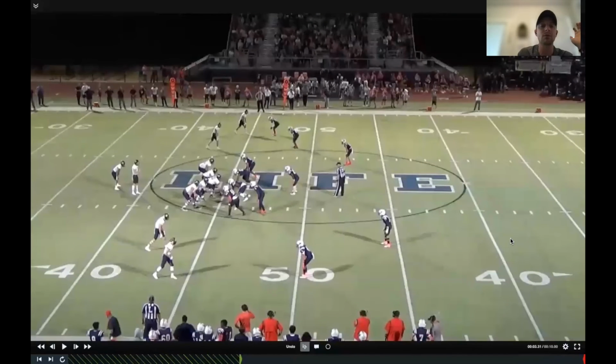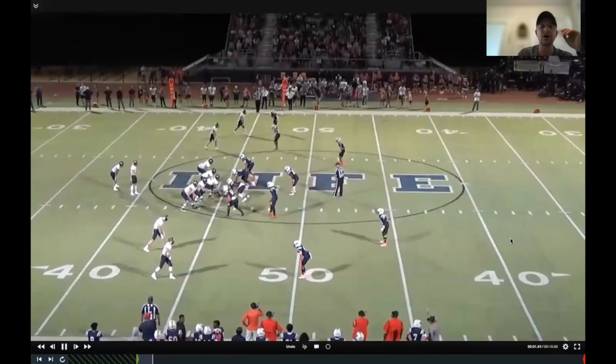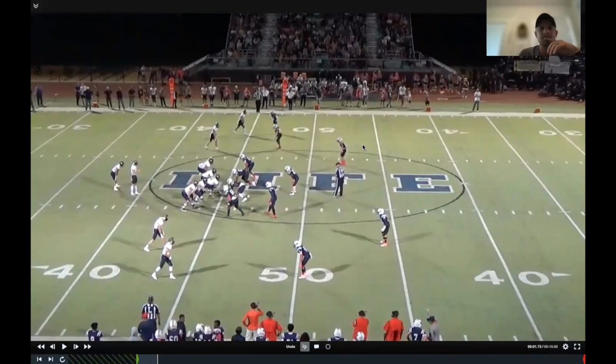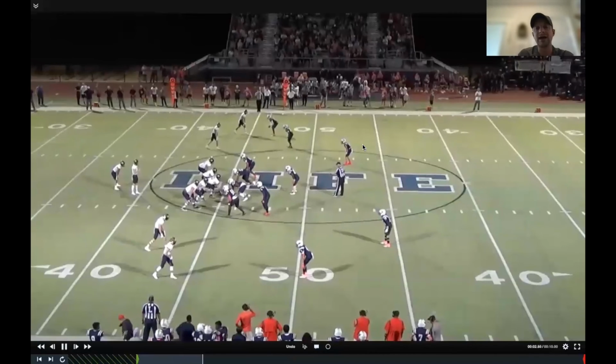And so pre-snap, quarterback's looking around. He's thinking, okay, probably getting cover 2 over here. I've got bracket over here. We're gonna run verticals here, so I'm gonna look for that.